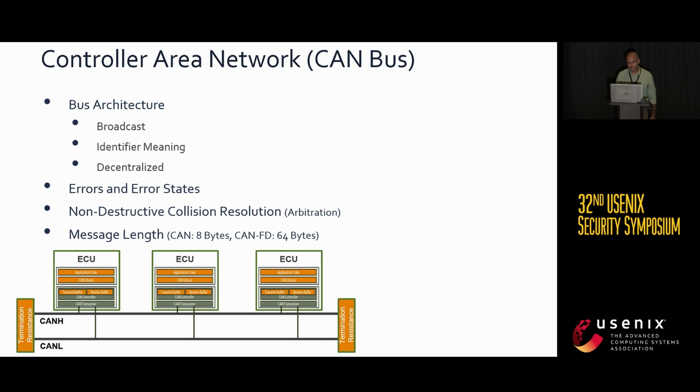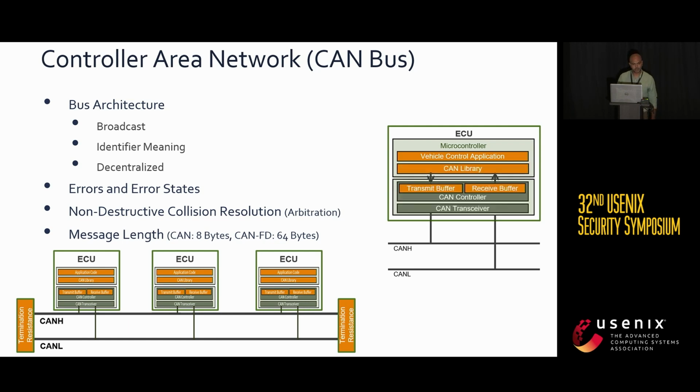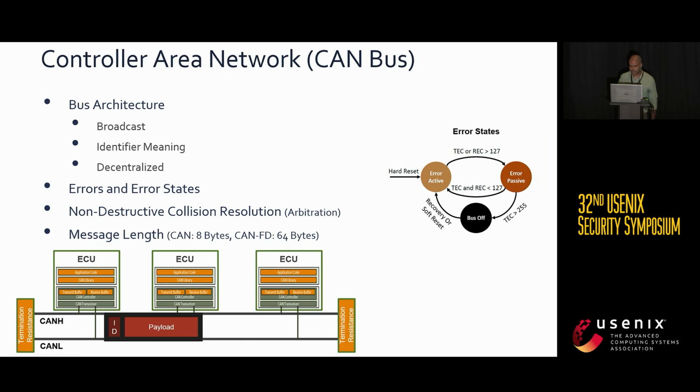Now, internally, an ECU is composed of a microcontroller running some vehicle control application that then connects to the bus using a CAN protocol controller and a transceiver. Messages here do not have a source or a destination address, but rather an identifier that specifies the message meaning. CAN is decentralized. This means there's no central bus arbiter that allows or prevents nodes from accessing the bus. Now, since it's decentralized, CAN defines a set of errors and error states to be followed by every node on the bus. This way, it resolves errors in a decentralized manner.